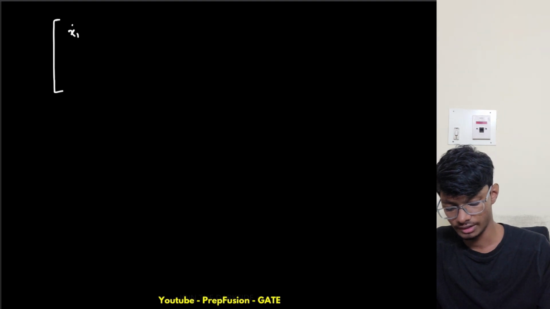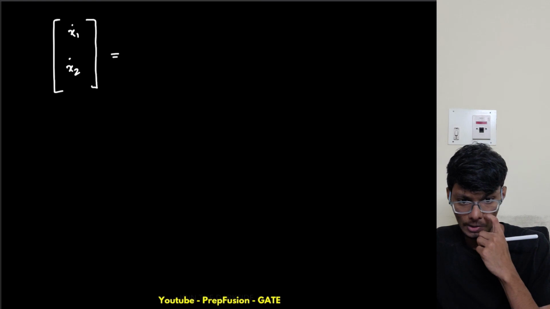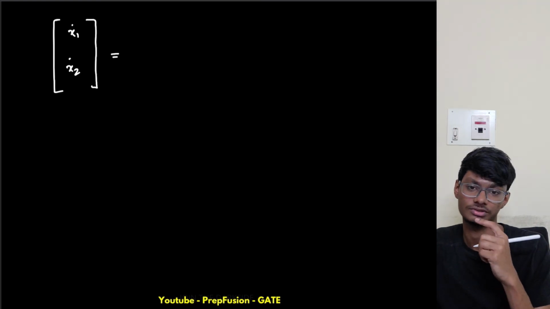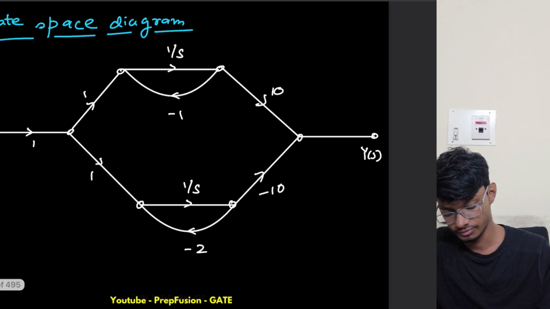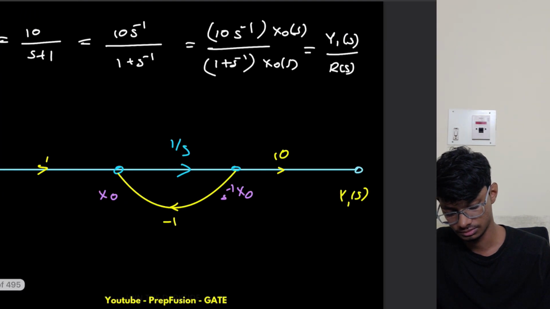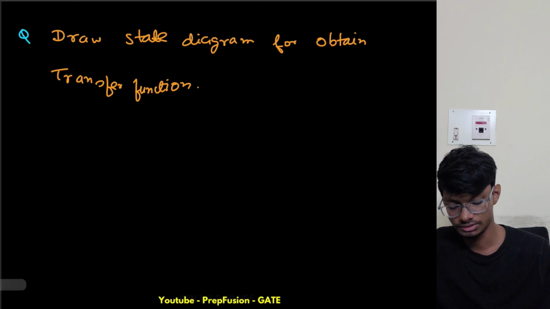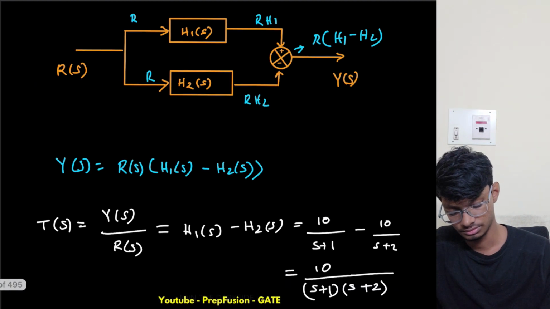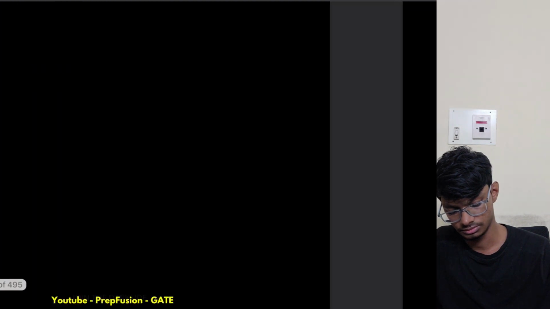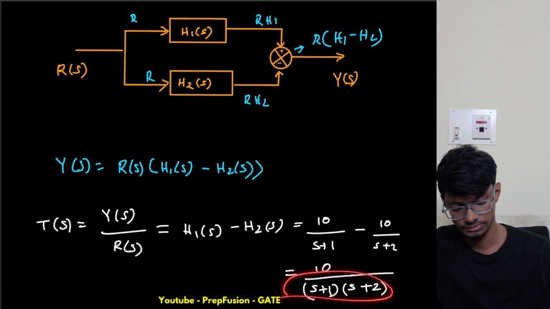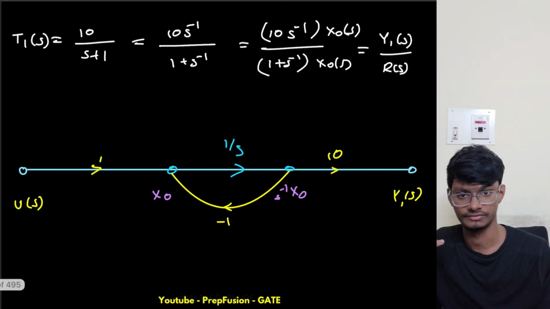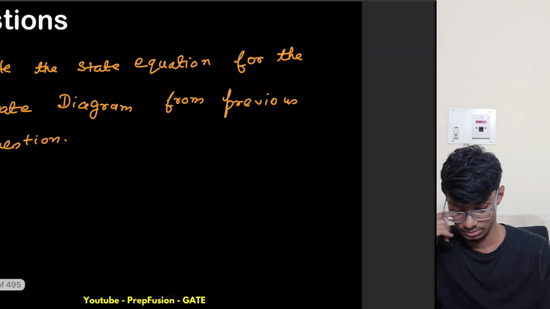I have only two state variables, x1 and x2, as the order of each transformation is 1, but the overall transformation order is 2. The whole transformation was s plus 2 into s plus 1. Here, s plus 2, that's why we are getting two state variables.